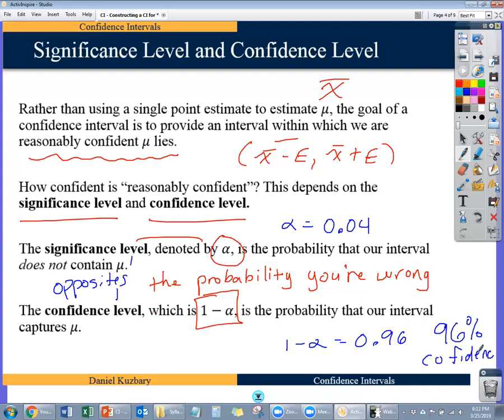So the math here is not complicated, but as far as getting these two terms straight, the significance level is the chance you make an interval and it doesn't capture mu. The confidence level is the chance you make an interval and it does capture mu. So they're complements of each other. The probabilities are opposite. If alpha is 0.04, then 1 minus alpha is 0.96, which equates to 96% confidence. I'll show you how to interpret this in a later slide. So keep these two things straight. They're both probabilities. Alpha is the small one. 1 minus alpha is the big one. But they're still both probabilities.